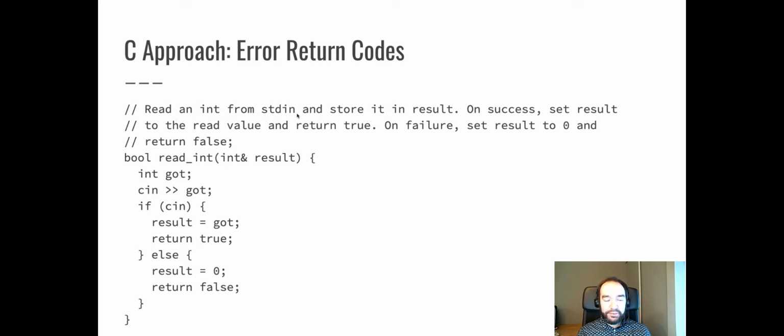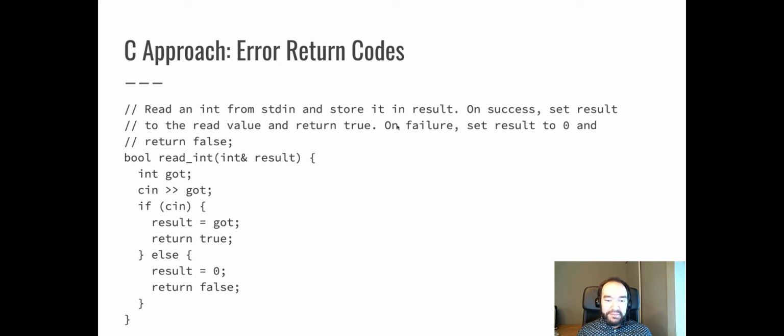This is an interactive program where the user can type in a value on the console. And we want to store it in the variable called result. I have to pass result by reference in order for that to work. We'll review references later. It's not critical to understanding the issue here, which is the error return codes. So on success, if the user types in an int that actually works, then this function readInt will set result to that value that was read and return true to say that actually worked.